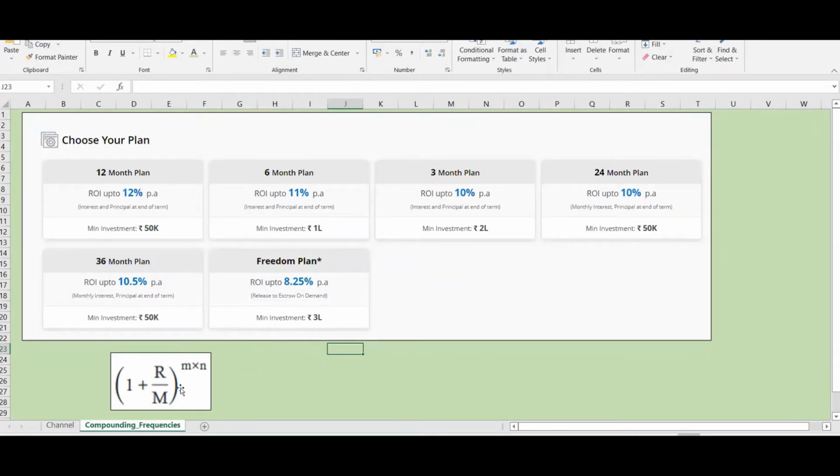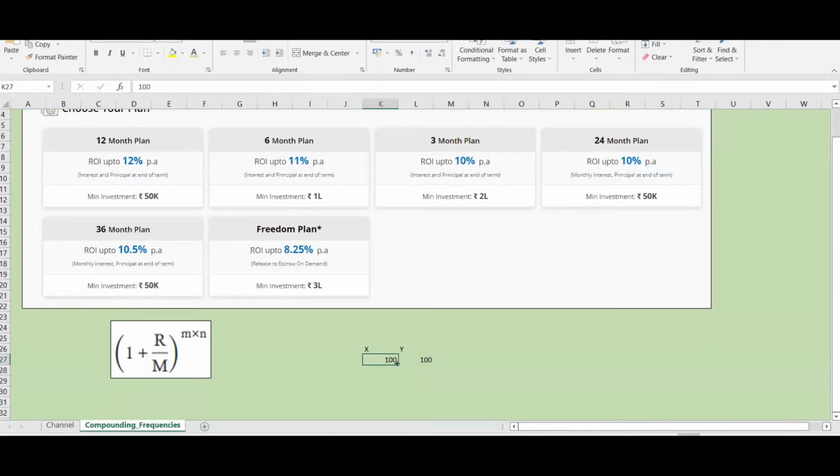So basically, compounding frequencies refers to when you make some investment. Say, for example, there are two options wherein you can invest. Option X is you invest 100 rupees, and option Y is also you invest 100 rupees. But the difference is that the interest you will receive is monthly, based on 12% per annum. So 12% per annum, but compounding frequency, let me make a header.